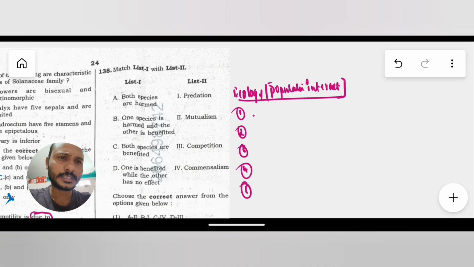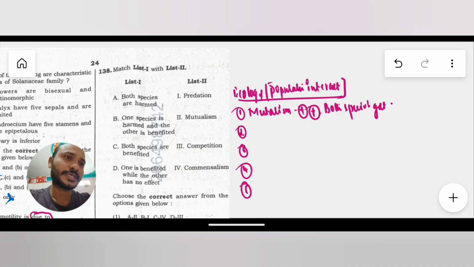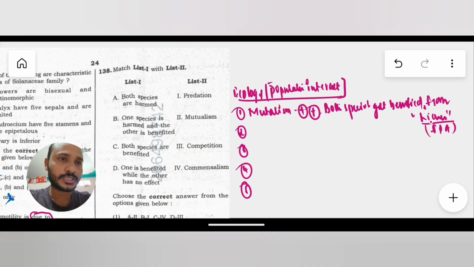The most important interaction is mutualism. In mutualism, both species get benefited from each other. For example, we discussed lichens in an earlier class. Lichens are formed by an association between fungus and algae, in which both benefit each other. Such a relationship is called mutualism: plus and plus, meaning both species are benefited.